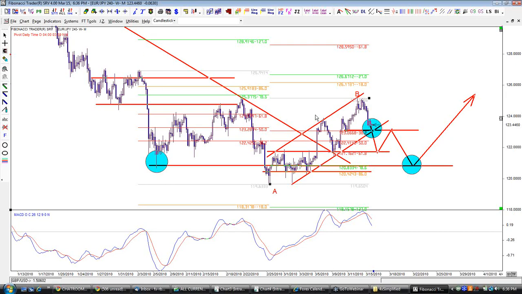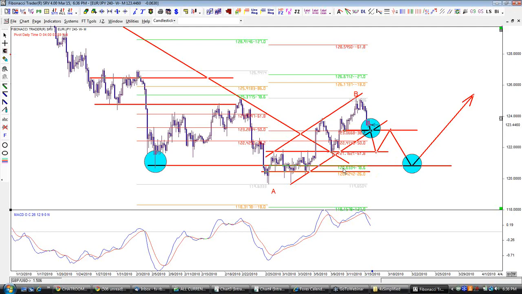Note that this is a 4-hour chart and the entry will be in a range. We cannot expect the market to bounce at exactly 120.83. This can range within 40-50 pips. It's a 4-hour chart, and this is why we would like to fine-tune the entry on a smaller time frame.